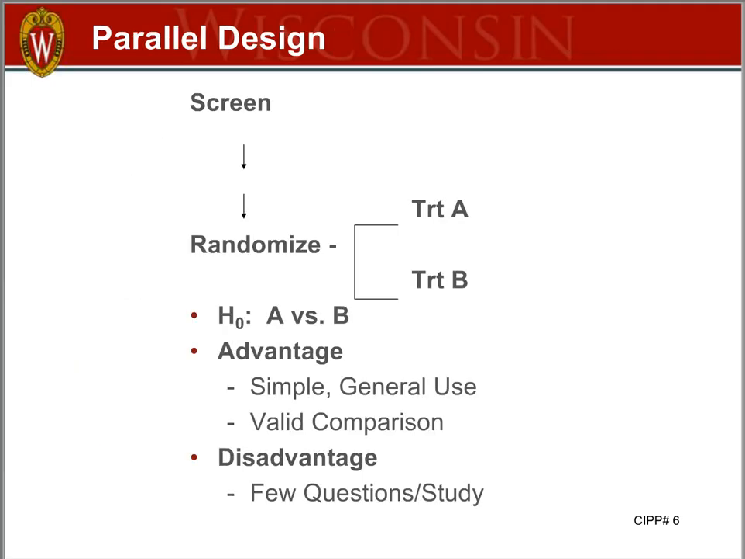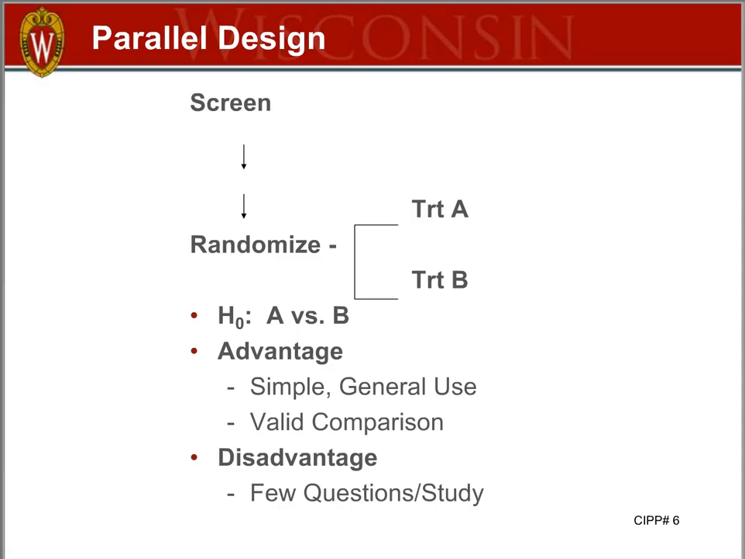Let's take a look at the parallel design for a moment. This is the simplest of all designs, where you screen patients whether they're eligible for your trial. Once they are declared to be eligible and they give consent, they're randomized to treatment A or treatment B. Treatment B might be a control or a placebo. And you're trying to establish that the new treatment is better than the control.